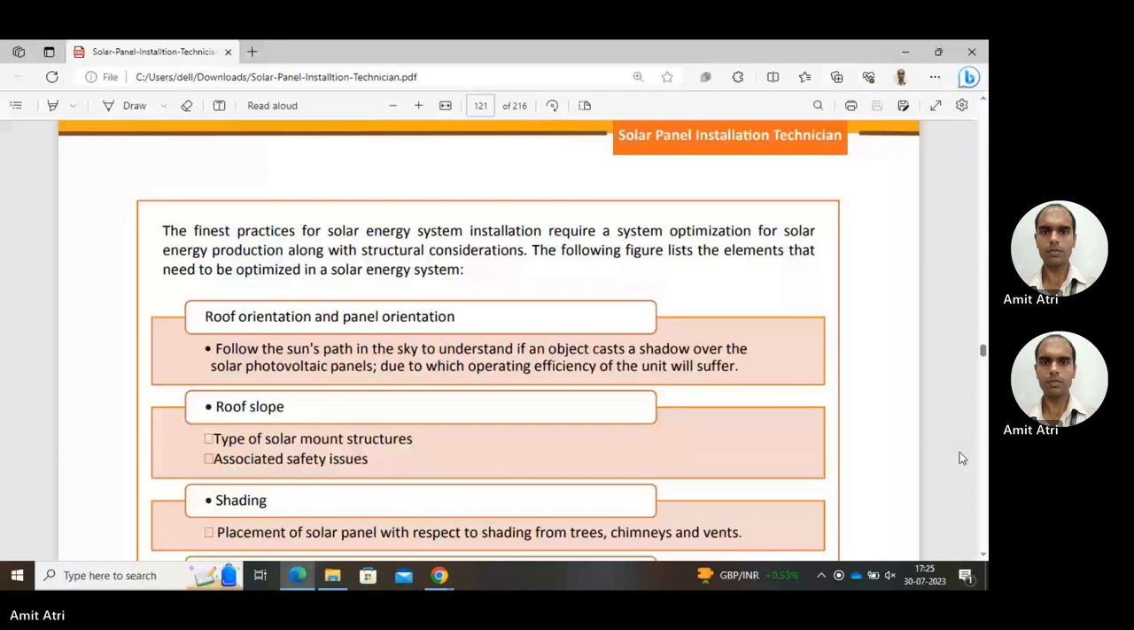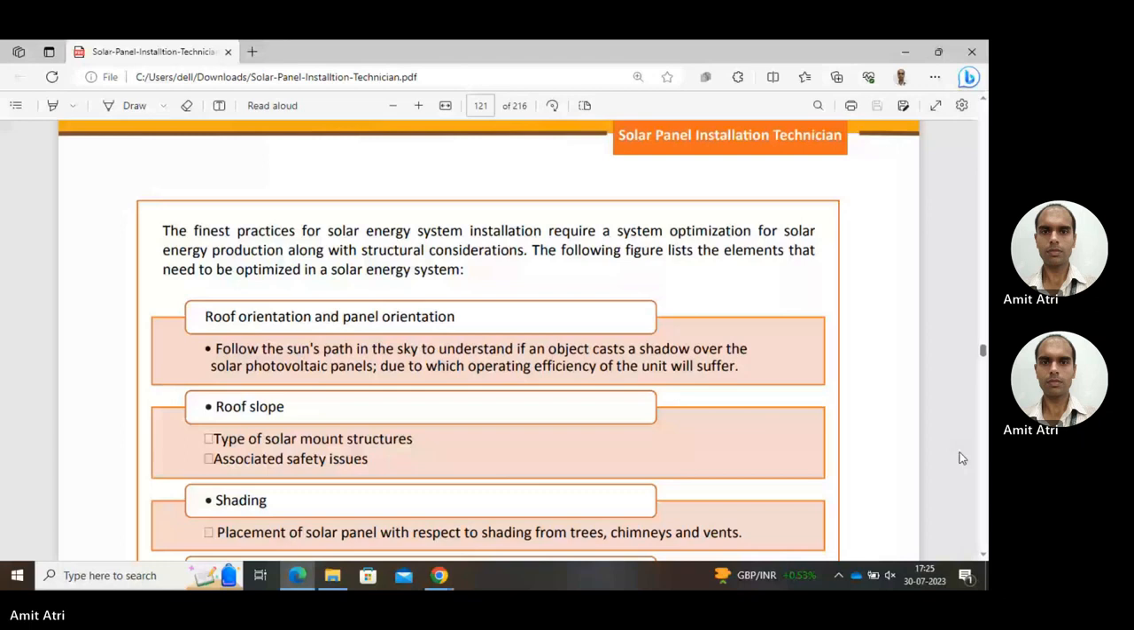So we need roof orientation and panel orientation. Both should be oriented as per the sun. They should follow the sun path in the sky. Then the shadows. If the sun is moving and some object is creating a shadow over the panels, that we should avoid.